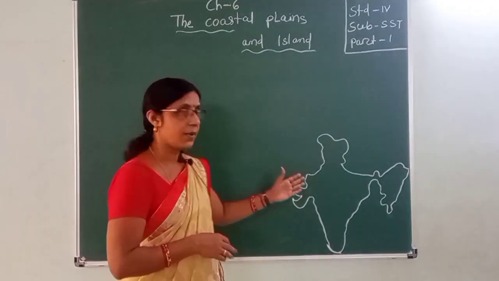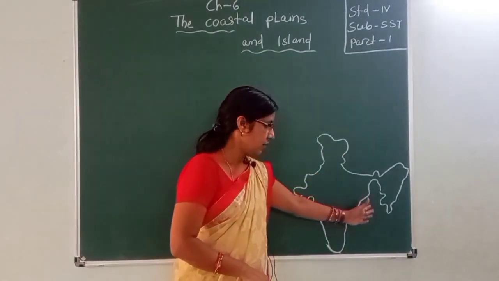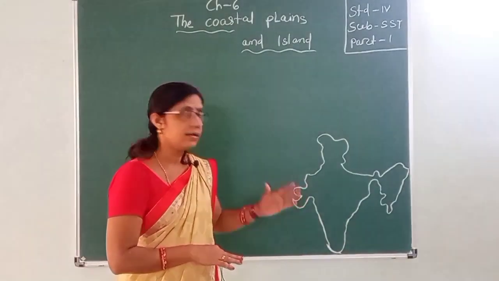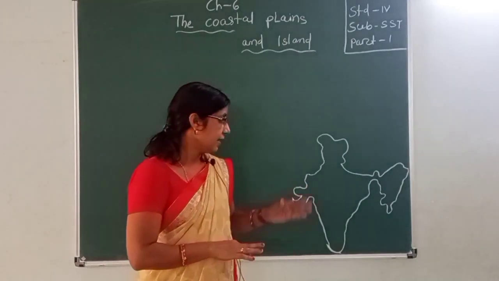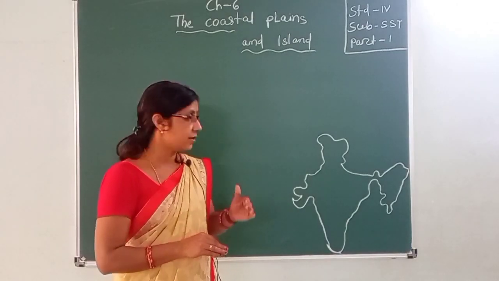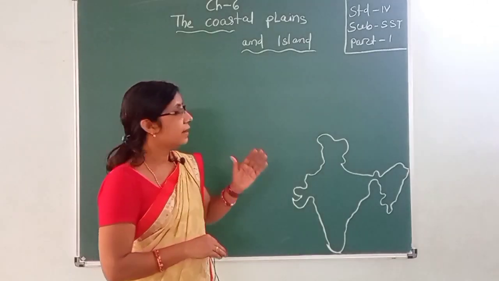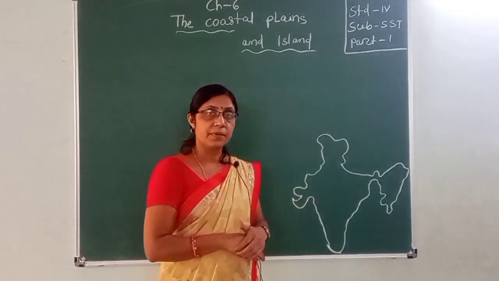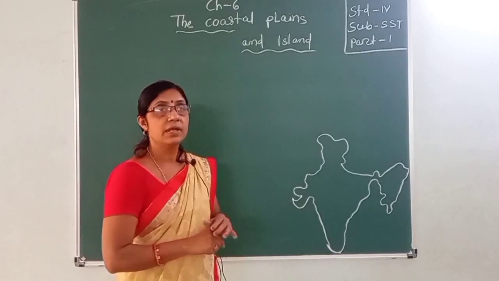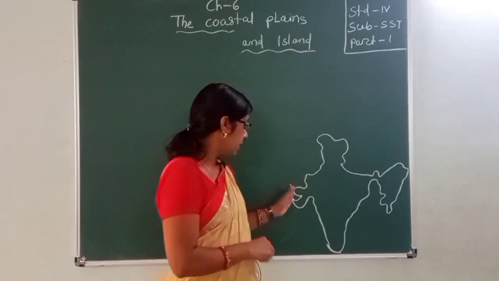If we see the map of India, we will see that the eastern side, the western side and southern side of India are covered by water, and so India is known as a peninsula. India has vast stretches of coastal plain, and the length of India's coastline is about 6,000 kilometers.